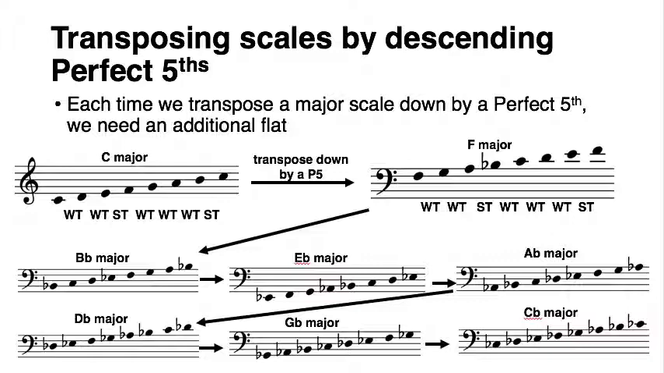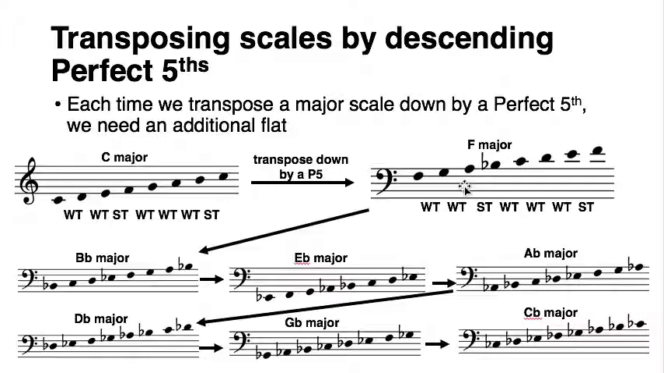additional flat. So let's do C major and transpose it by a descending perfect fifth to F major, like you see here. We apply the same pattern of whole tones and semitones, and we arrive at a scale that utilizes 1 flat, B flat. Here's C major. Here's F major. Once again, the sound is very, very similar, if not the same, but just starting at a different location. To preserve that sound, to preserve that intervallic structure, we needed that B flat.